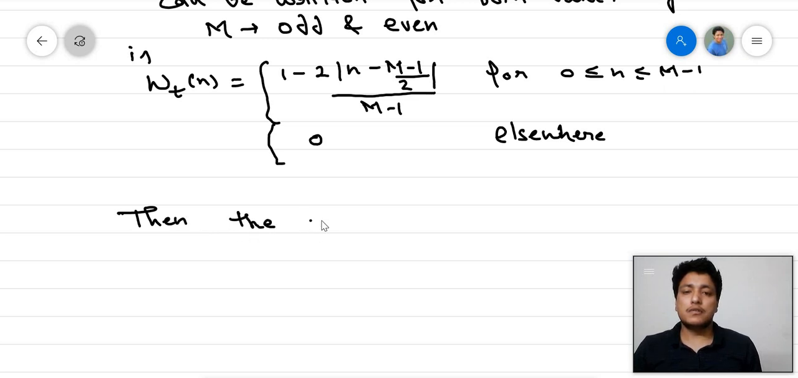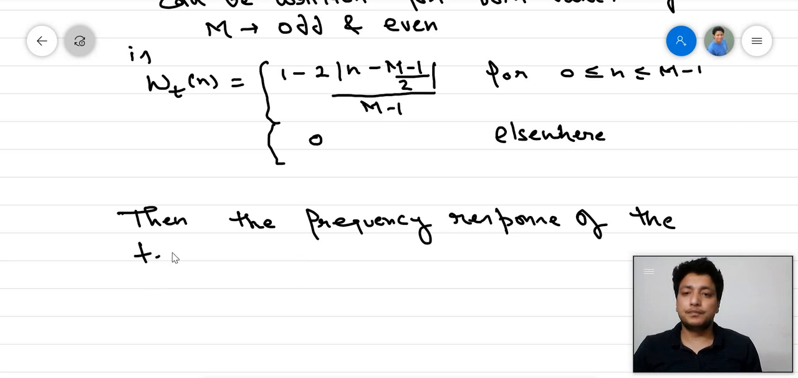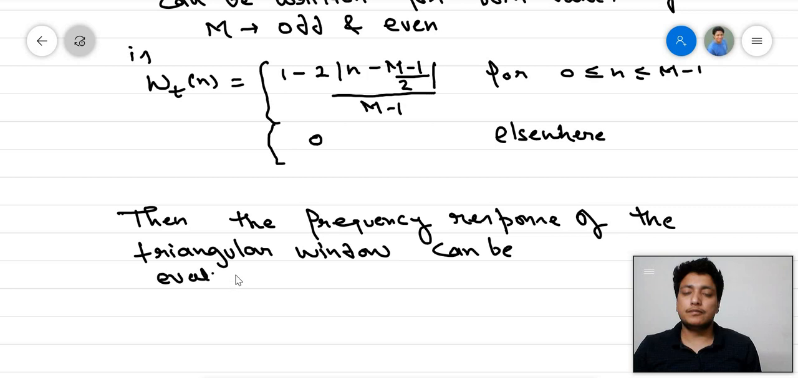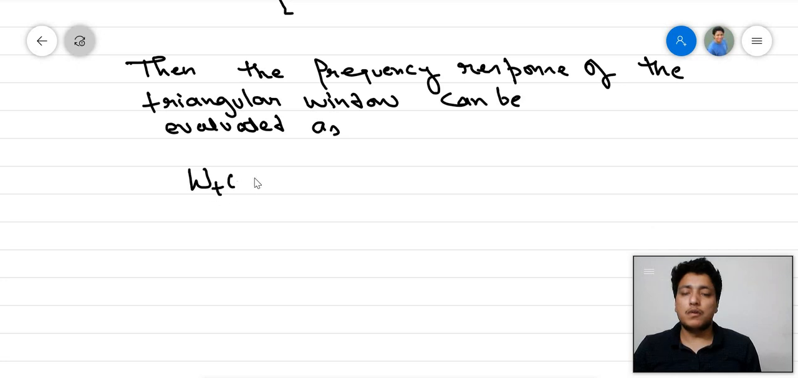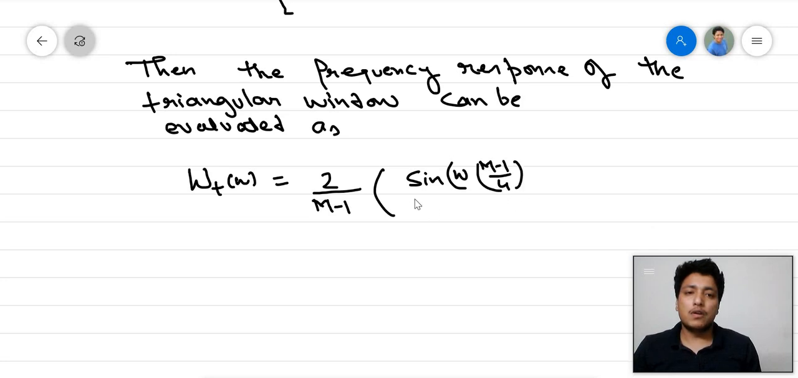Then the frequency response of the triangular window can be evaluated as W_T(omega) equals 2 over M minus 1, times sine of omega (M minus 1) by 4 over sine of omega by 2, whole square.